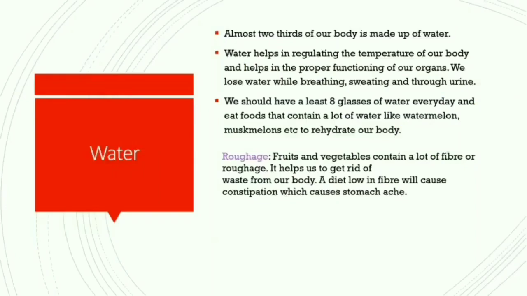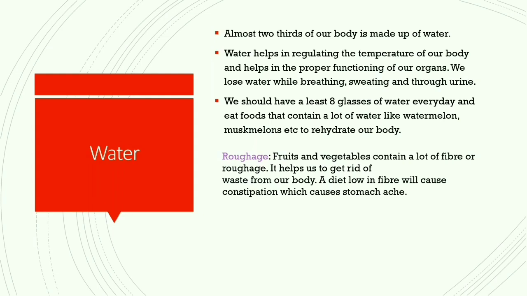Next is water. 2/3 of our body is made up of water. Water helps in regulating the temperature of our body and helps in the proper functioning of our organs. We lose water while breathing, sweating and through urine. That is why we should have at least 8 glasses of water every day and eat foods that contain a lot of water, like watermelon, muskmelon, etc., to rehydrate our body. Hydrating means we have to consume water.